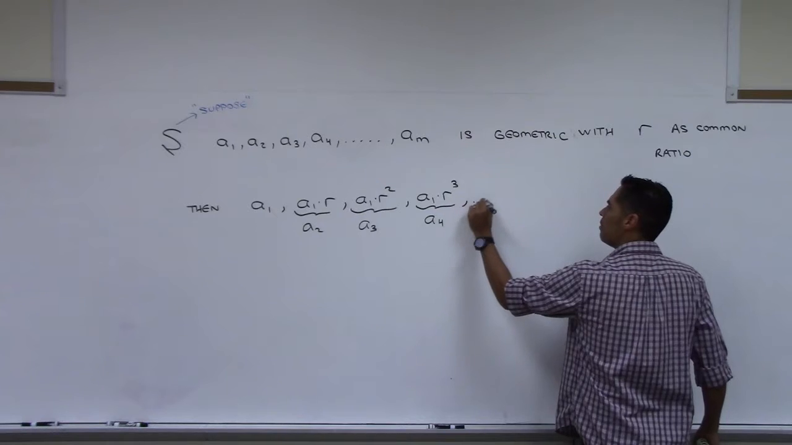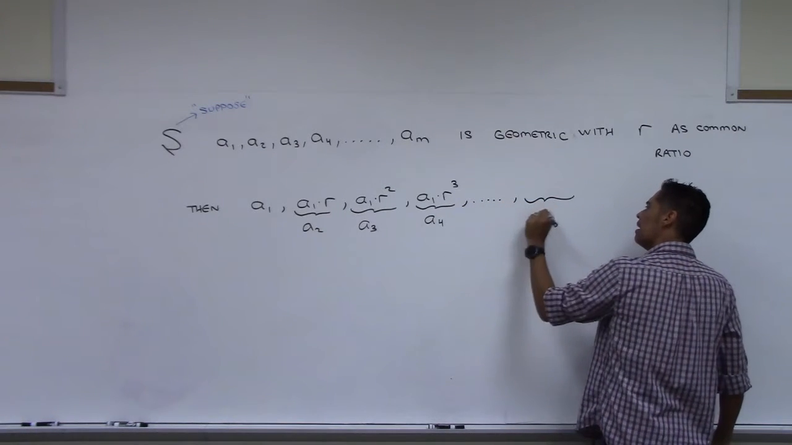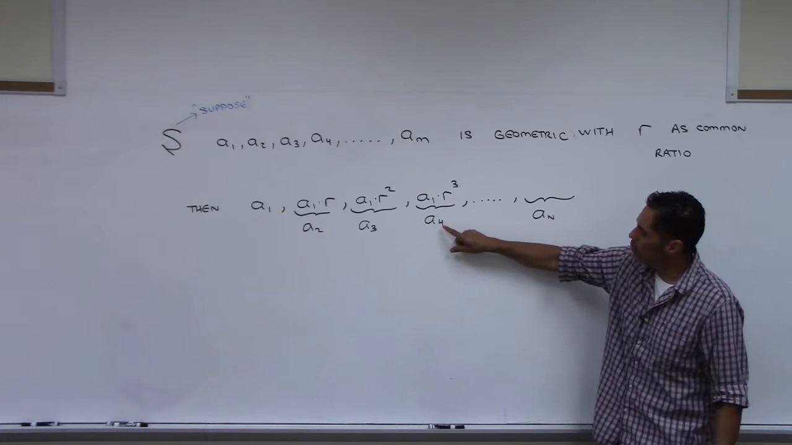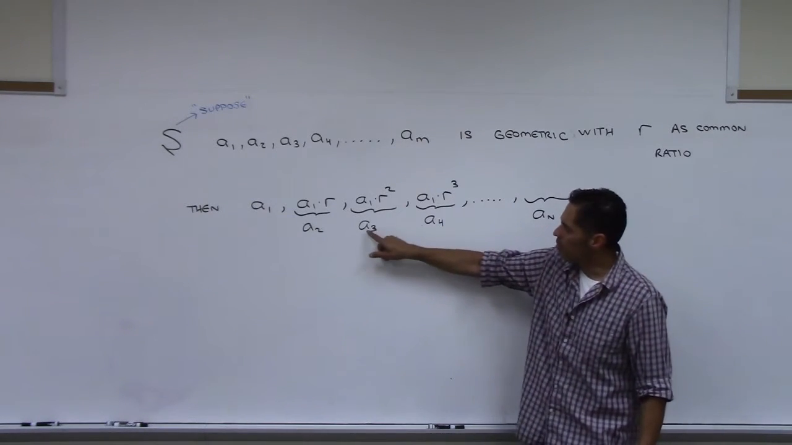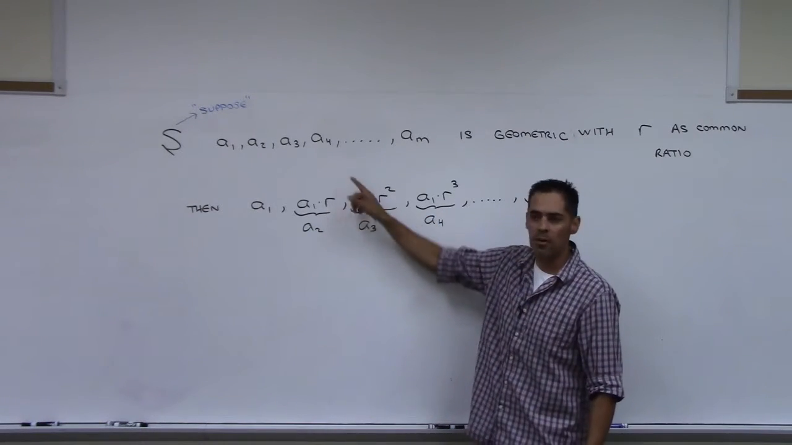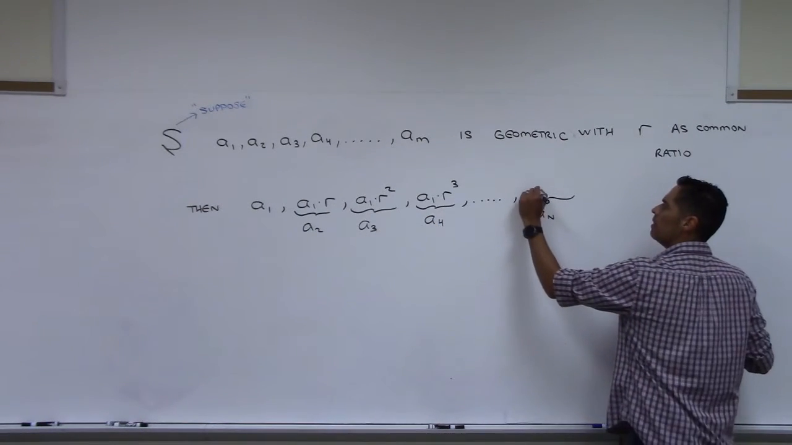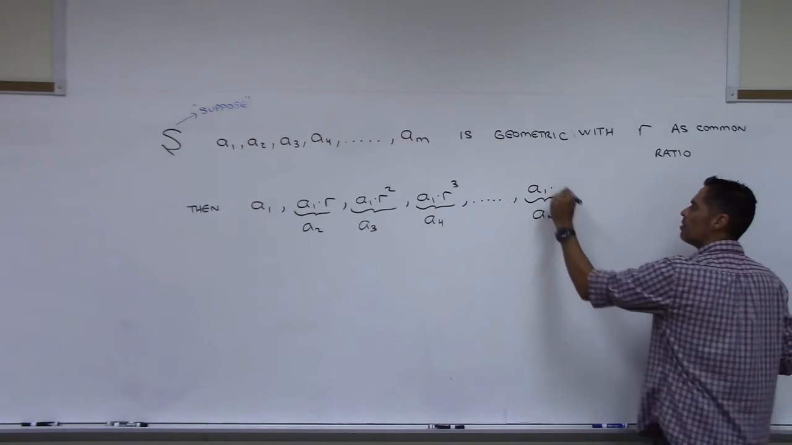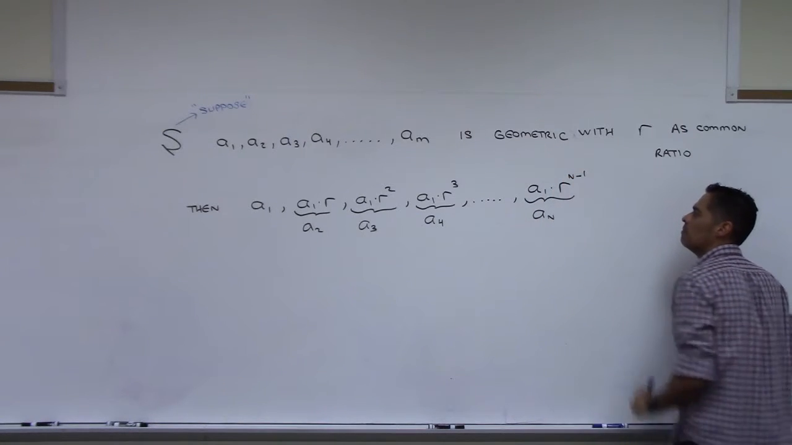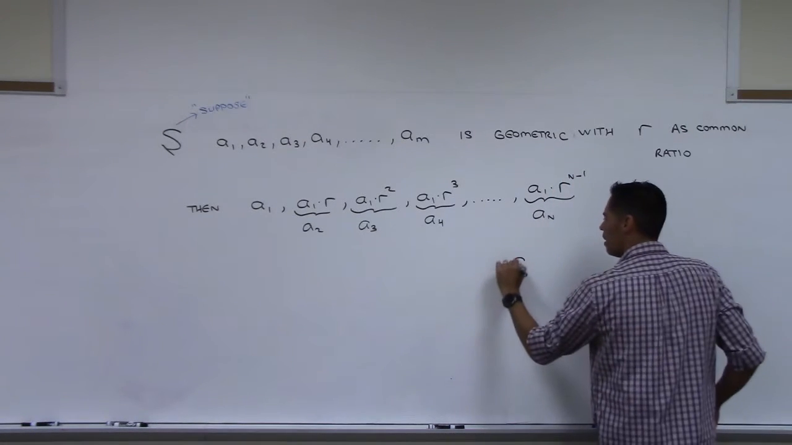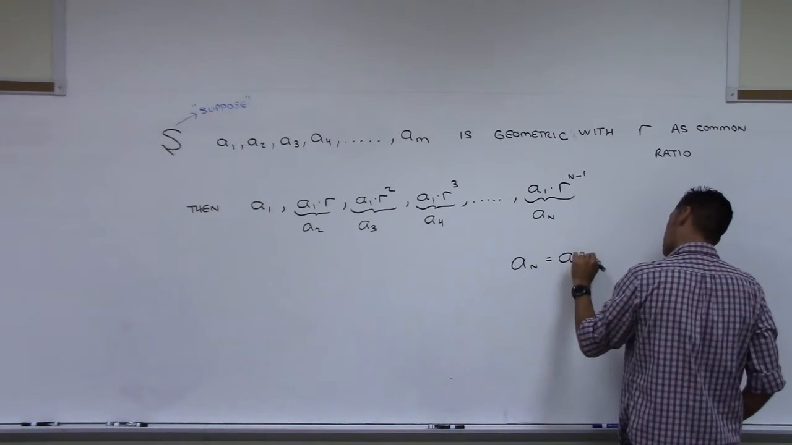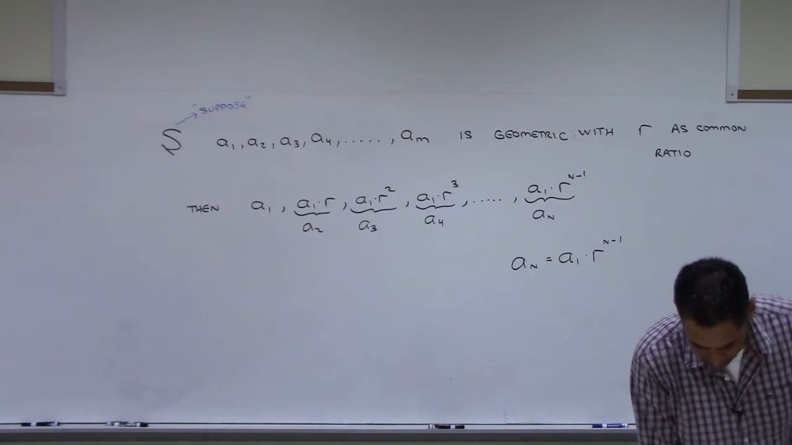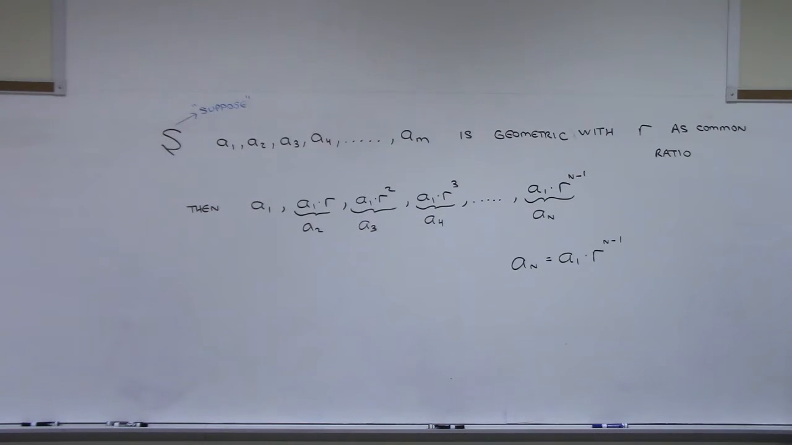All right, now if I keep doing this, what would the nth one be? I have almost the same pattern here. If I want the fourth one, I do r cubed. If I want the third one, I do r squared. If I do the second one, I do r to the first power. And all of them have a1 in them, so times r to the n minus 1. And that's the formula that's provided to you: a sub n equals a sub 1 times r to the n minus 1. That's what's here.